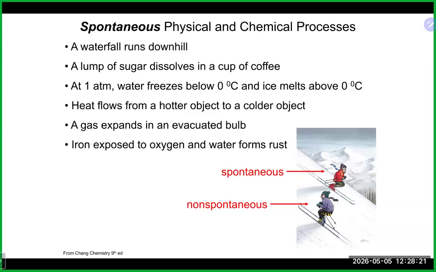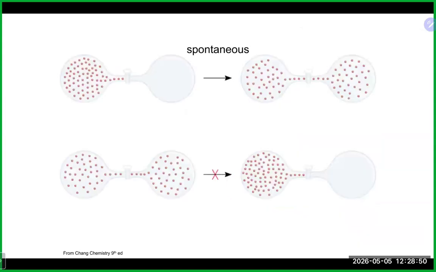Iron, when it's exposed to oxygen, a little bit of moisture is all you need for rust to form. Clearly, if you're skiing, all you need to do is go over the hill and you're going to spontaneously make your way down the hill. If you want to go up the hill, which this person is probably not very happy to see happening right about now, you cannot just stay at the bottom of the hill and magically go up, right? You've got to do some type of work to get yourself up the hill, and that's a non-spontaneous process. Same idea here.